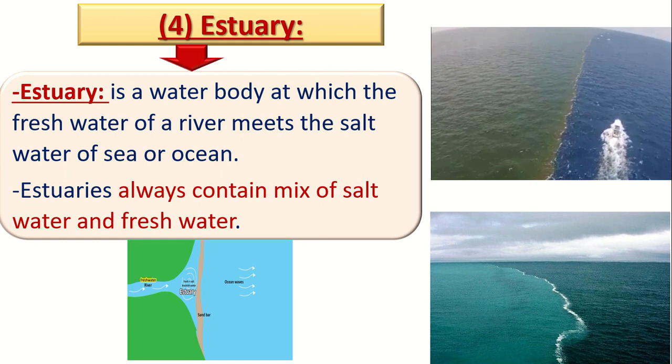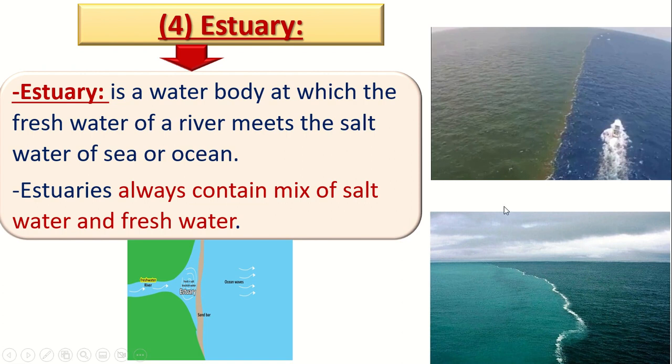Number four, estuary. What is the estuary? Okay, guys. The river, most of the time, ends at the sea. The river water ends at the sea. When the river ends at the sea or puts its water into the sea, the river contains fresh water and the sea contains salt water. So what is the estuary?